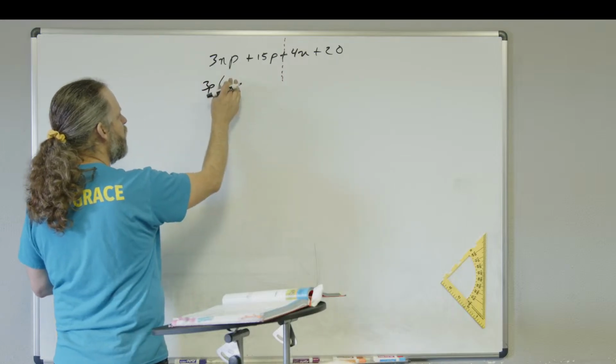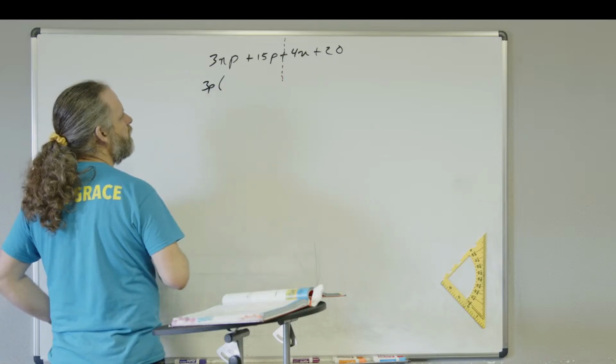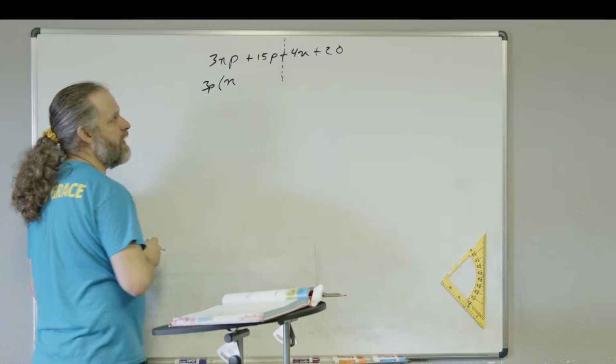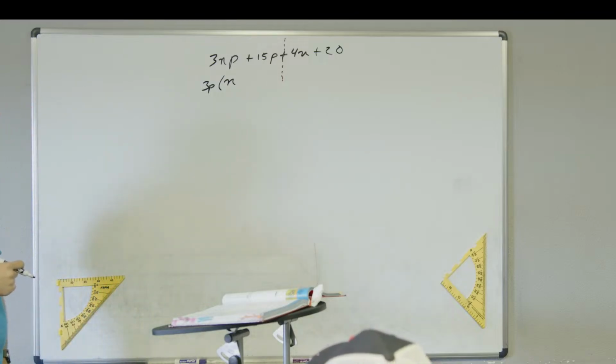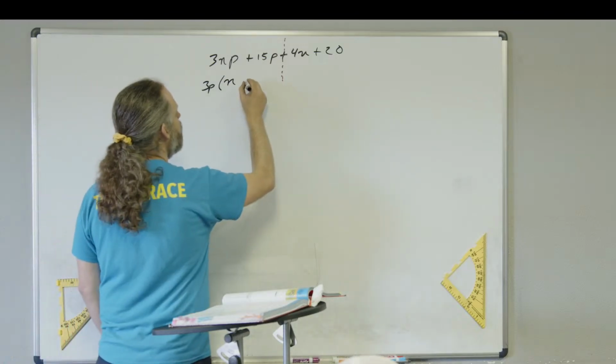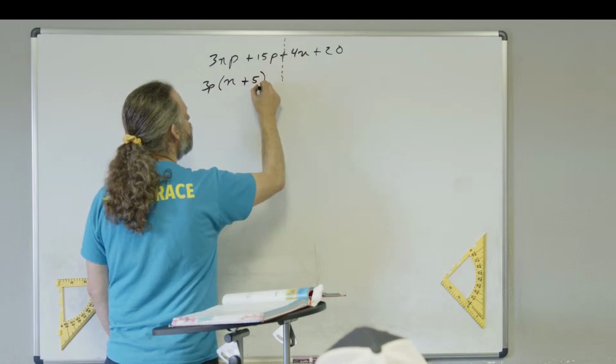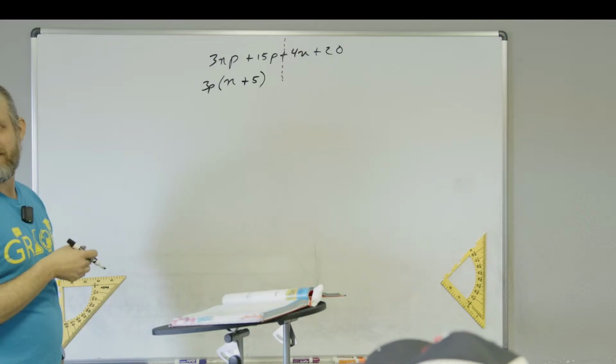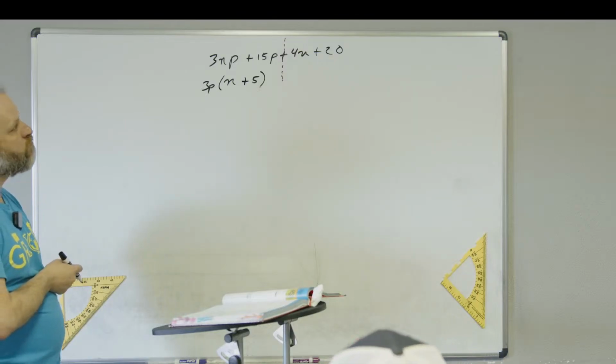In this first one, if I take a 3p out, what's left? N. On the second one, if I take a 3p out, what's left? 5. Now, the signs match, so I'm going to take out a positive this time, right? Not a negative. All right?